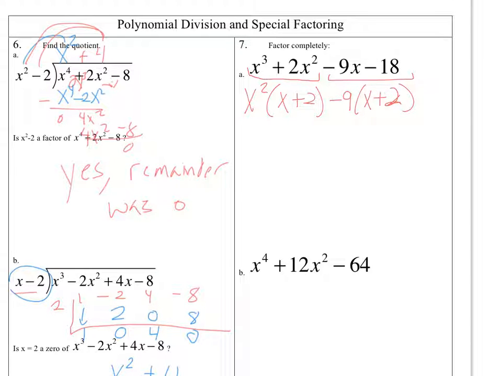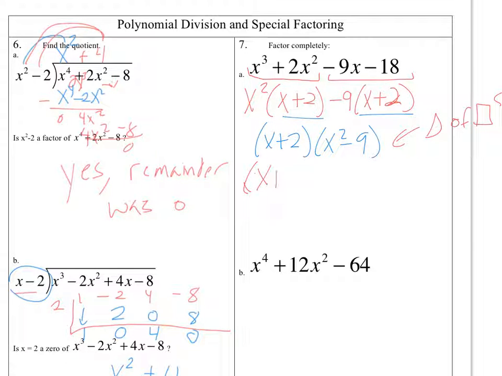Whew, by the hammer of Thor, that worked. Now I can factor out an x plus 2, and that leaves me with x squared minus 9. X squared minus 9 is going to be a difference of squares. So I can treat that as factorable and go one step further to get x minus 3 and x plus 3.